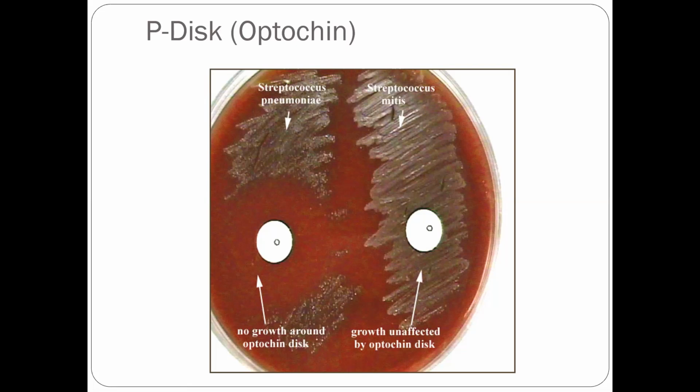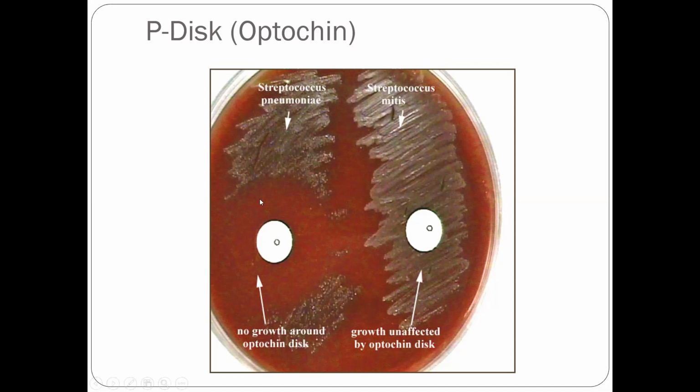It's all gram-positive. So how do we do it? We use a quick test. On the blood agar, we put a disc in the center. This disc contains an antibiotic called optochin. So Streptococcus pneumoniae is not going to grow surrounding the optochin. So we say it's susceptible or sensitive to the optochin.